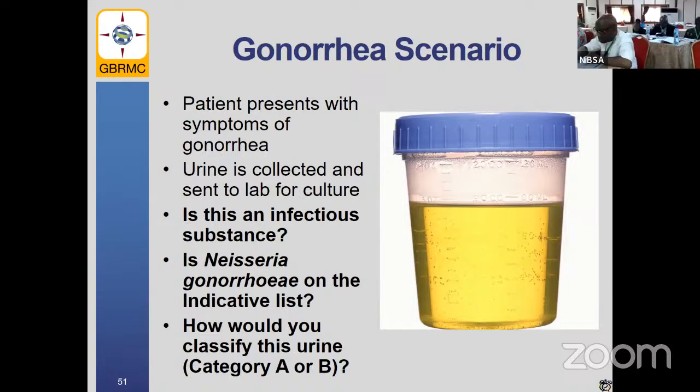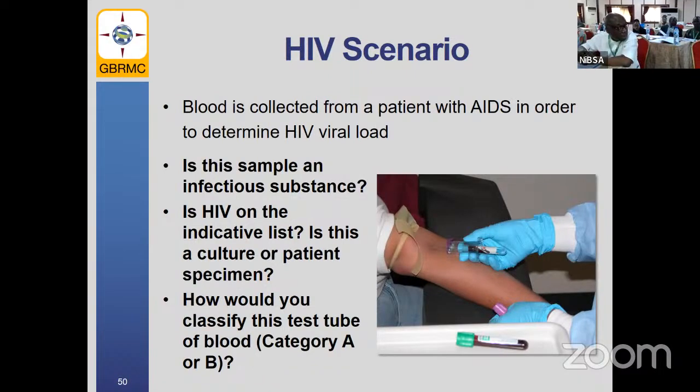I have a question about the last item from the list. We have issues that make HIV be in category A rather than B. Only the last aspect, that it is not a culture but a patient specimen, points to category B, but all the other three point to category A. So I don't know why you're putting it in category B instead of A.